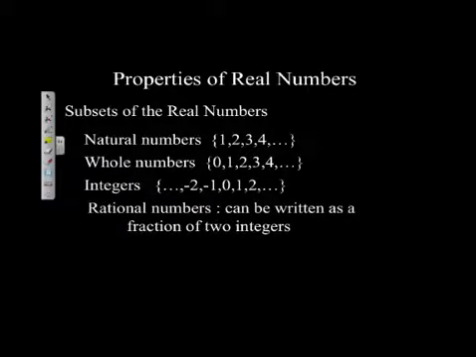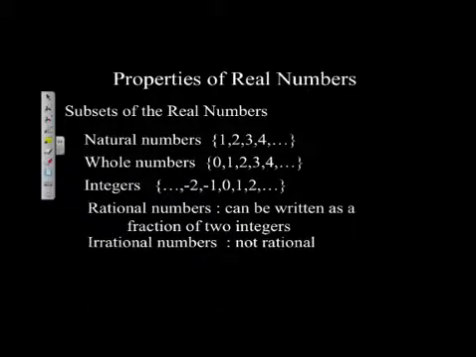Then we have rational numbers. Rational numbers can be written as a fraction of two integers. Numbers like 1/2, which is 1 over 2. Numbers like -3/8, which is -3 over 8. Even whole numbers, or natural numbers, or integers, for instance, -5 can be written as -5 over 1. So rational numbers are numbers that can be written as a fraction, and the numerator is an integer and the denominator is an integer.